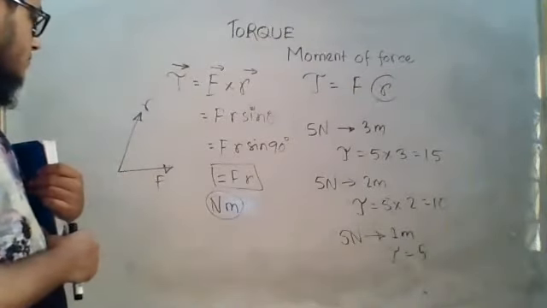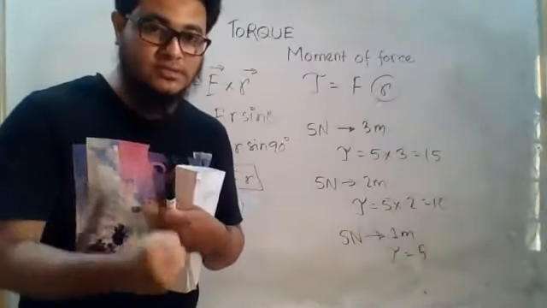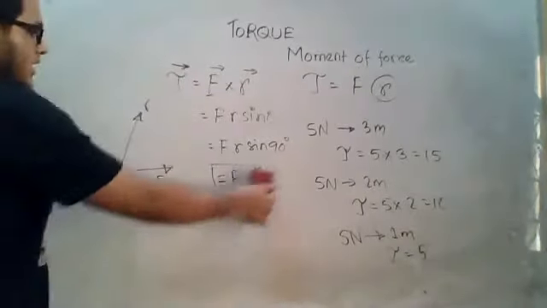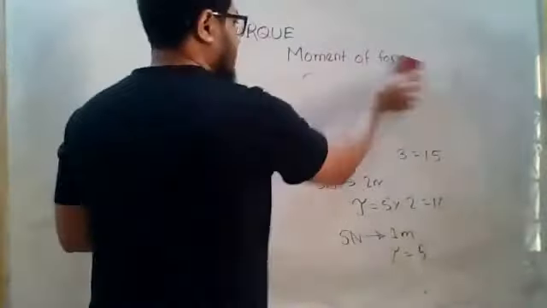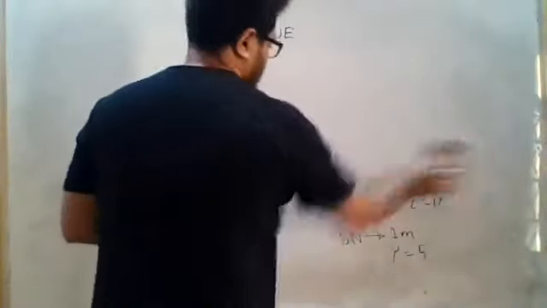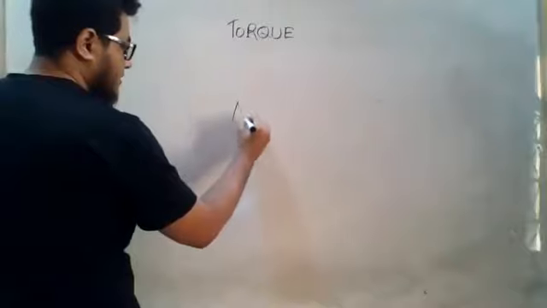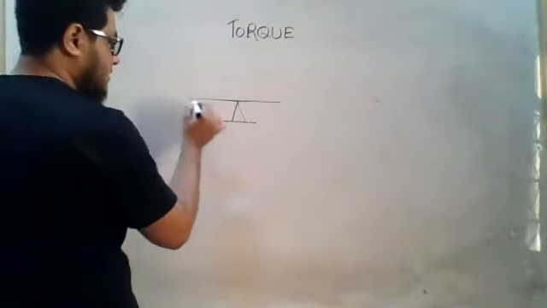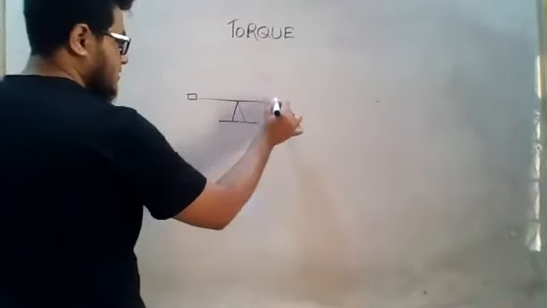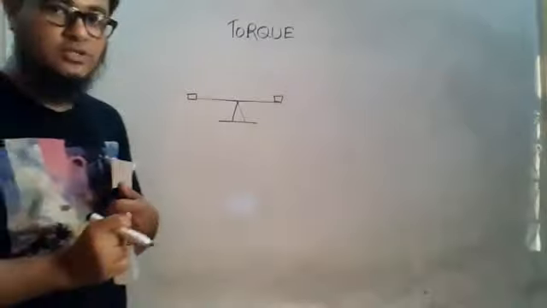Now this torque has a vital role to play in several places. Later, I guess all of you have seen the seesaw. It is called a seesaw, I guess, right? In the garden. It is an arrangement something like this. This is the ground, and there is something like this placed here. The people can sit, and it goes up and down. You know this type of arrangement, right?